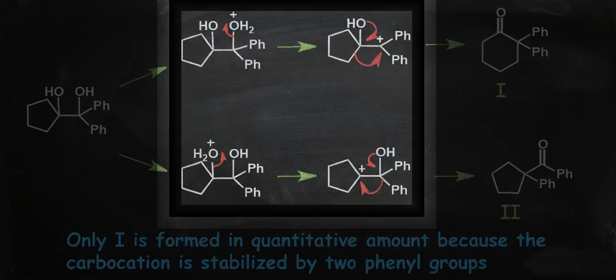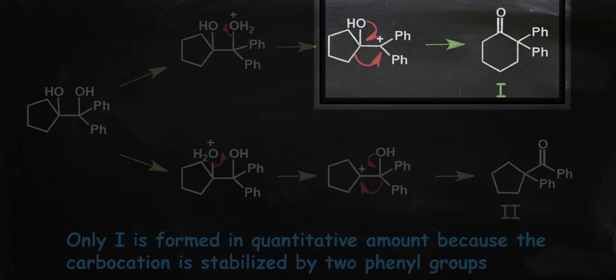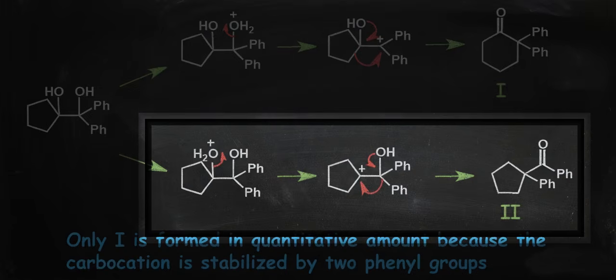Then a 1,2 shift occurs, where the adjacent bond migrates and the oxygen donates electrons to form a carbonyl group. This produces product I, which is the cyclohexanone derivative. Pathway B, the bottom path. Alternatively, if the hydroxyl group on the ring carbon leaves first, the resulting carbocation is much less stable because it lacks resonance stabilization from phenyl groups. Although rearrangement could occur, this pathway is energetically unfavorable.